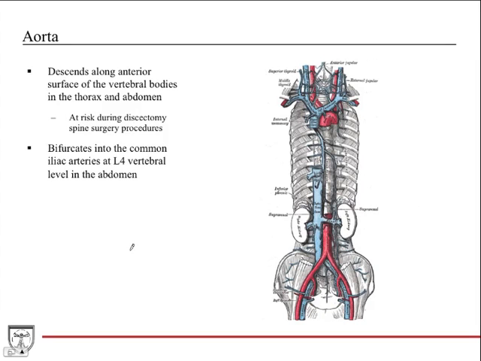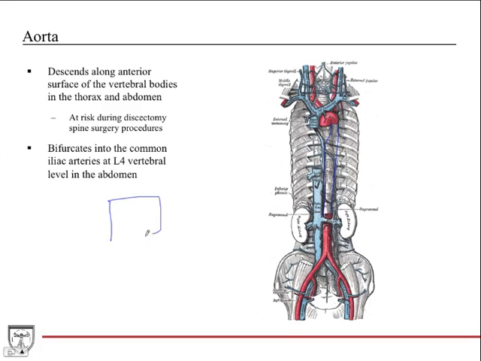First, we're going to talk about the aorta. It comes out of the heart and forms the aortic arch, as you can see here. Then after the arch, it descends along the anterior surface directly on top of the vertebrae in the thoracic and abdomen regions. This puts it at risk during discectomy spine surgery procedures.